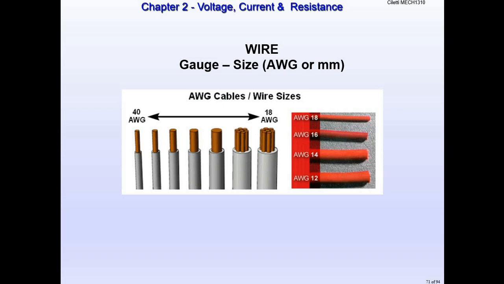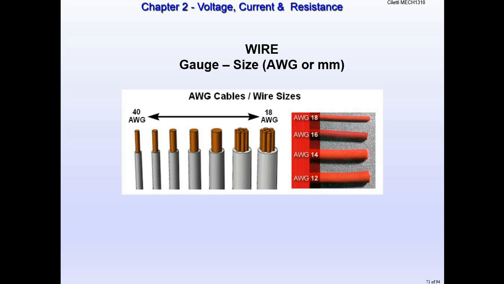But it's a little backwards with wiring. The larger the number, the smaller the wire size. So a 40 gauge wire, okay, 40 gauge wire is very small compared to an 18 gauge wire.